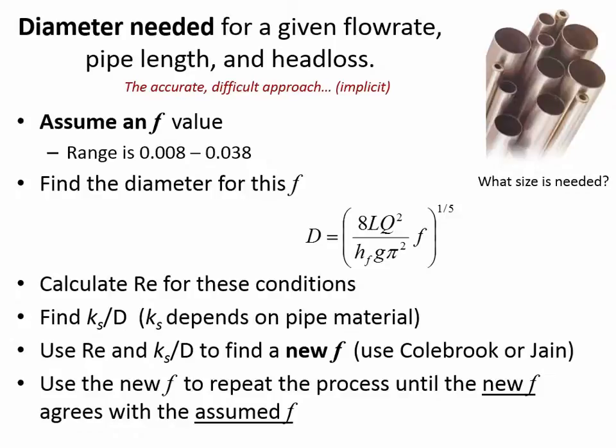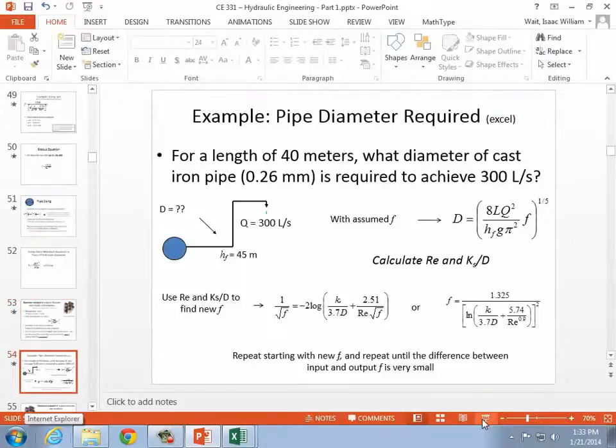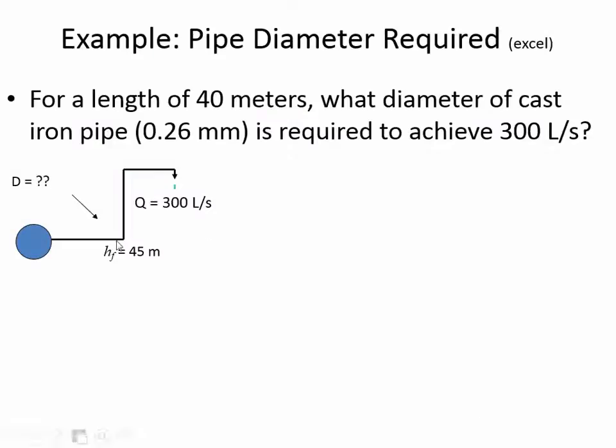It'll make a lot more sense once we set this up in Excel. So let's do that. Let's work an example. We've got an example where a pipe length is 40 meters, and we know that the head loss available is 45 meters. We want to get a flow rate of 300 liters per second through there. And so if this is cast iron pipe, what diameter should it be? That's our unknown. We're going to try and find out what diameter pipe is required.